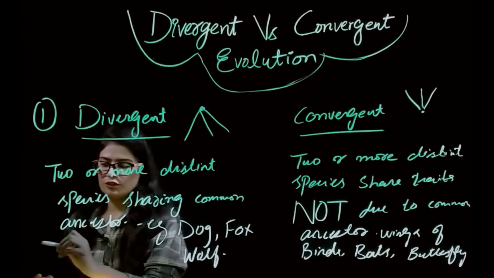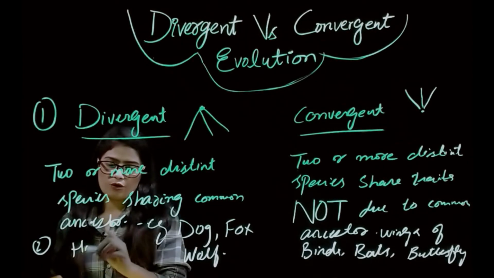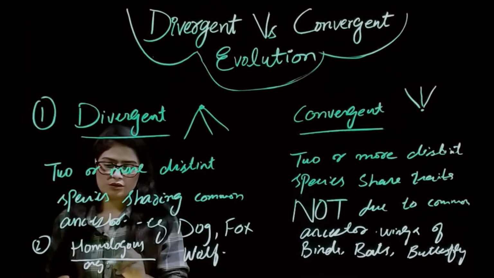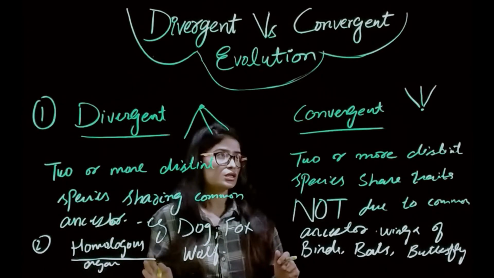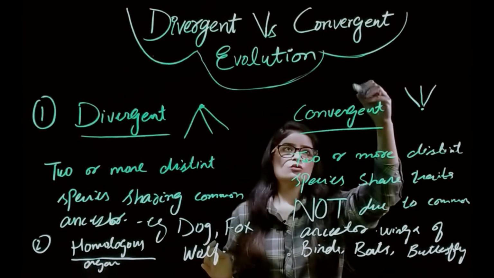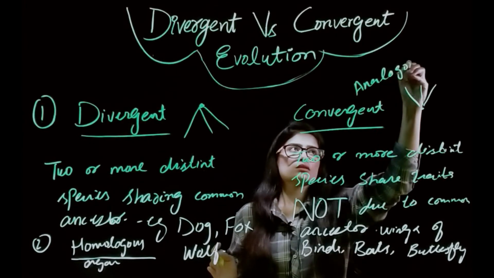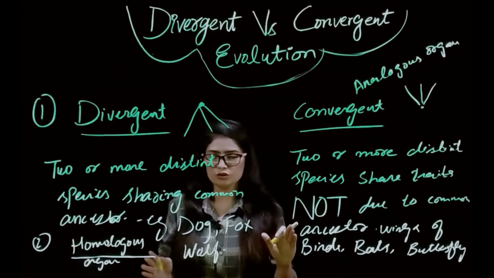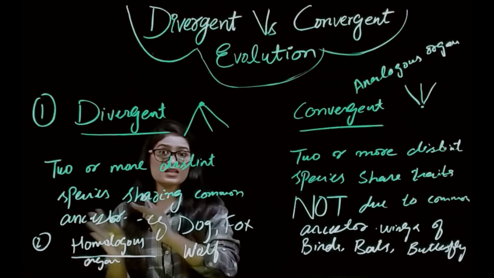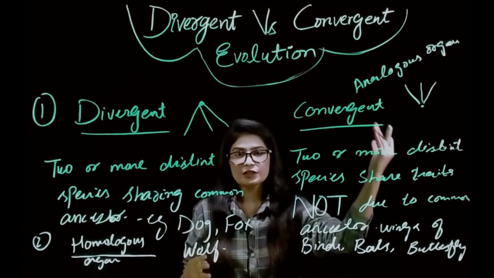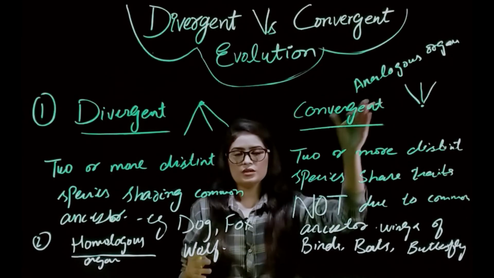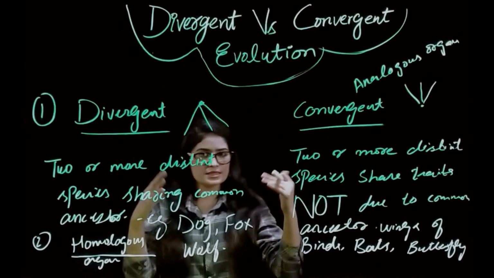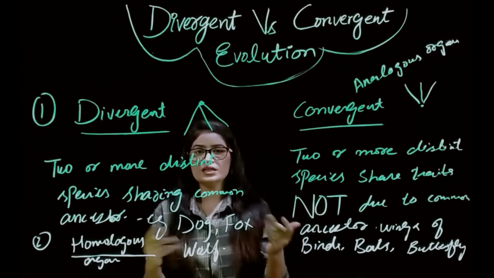And I must include the homologous organ. Homologous organs show divergent evolution, while in case of convergent, analogous organs show convergent evolution. Homologous, homo means same, the same organ structure, while analogous means a different structure. So it's all about divergent and convergent evolution, what they are and how they differ.